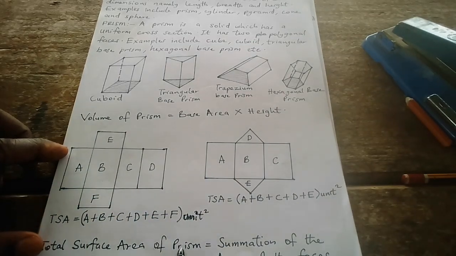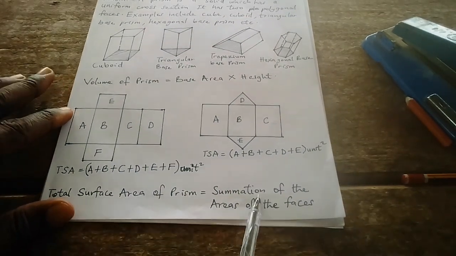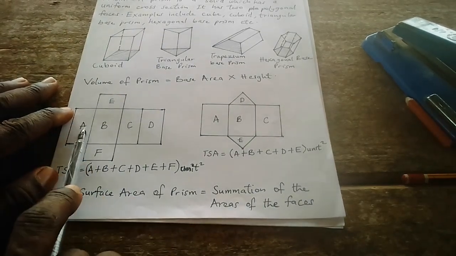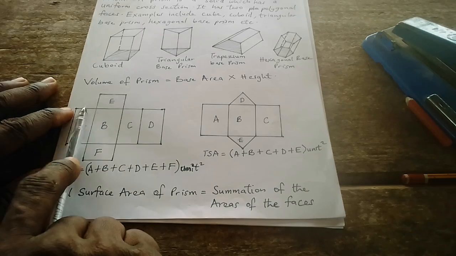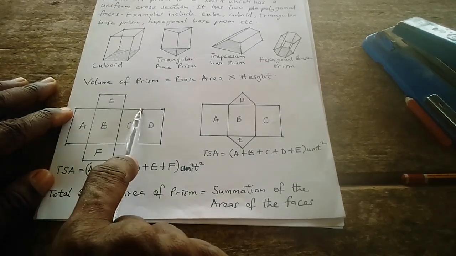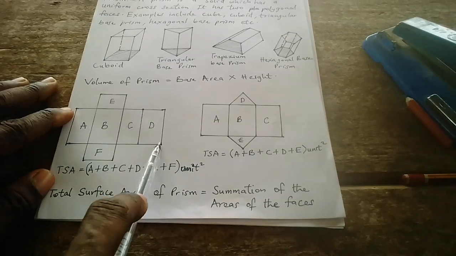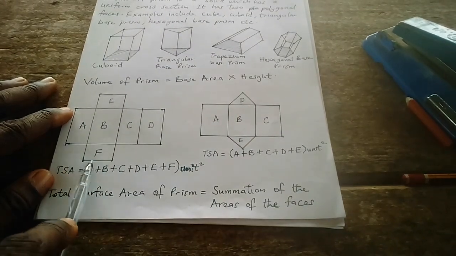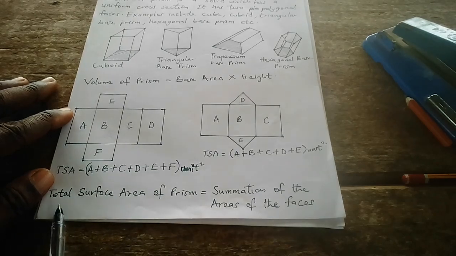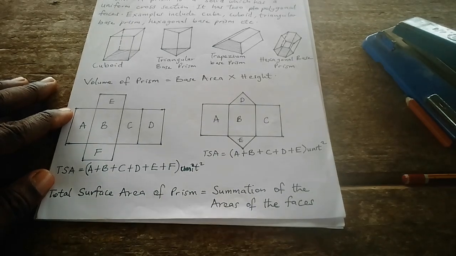So the total surface area of a prism is the summation of the areas of the faces. Add the areas of these faces together. Look for the area of this rectangle, this other rectangle, this C, this D, this one, and the cover. You add everything together. So that's how to look for the total surface area of a prism.